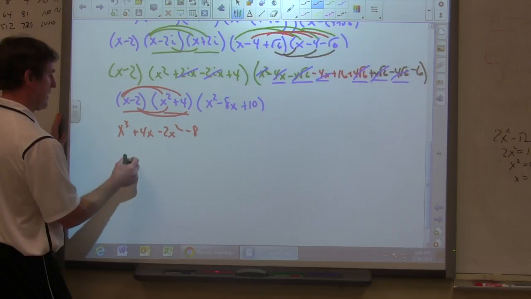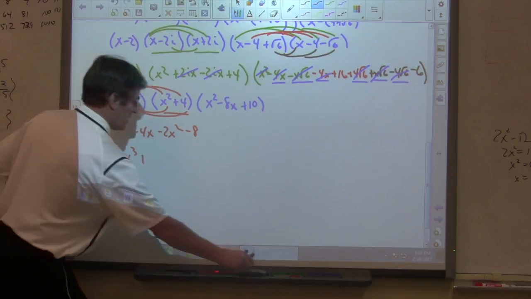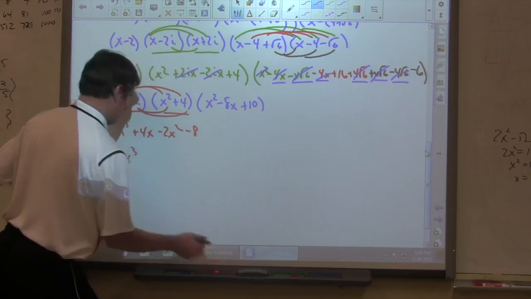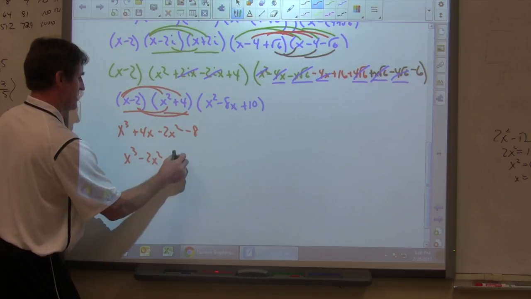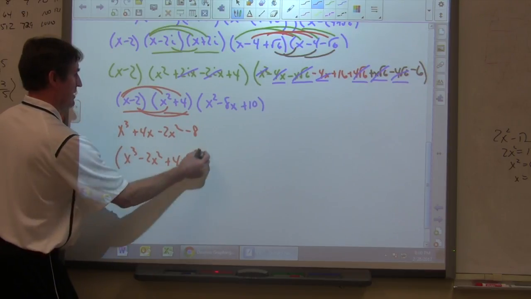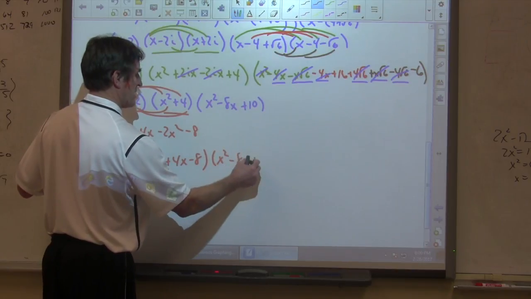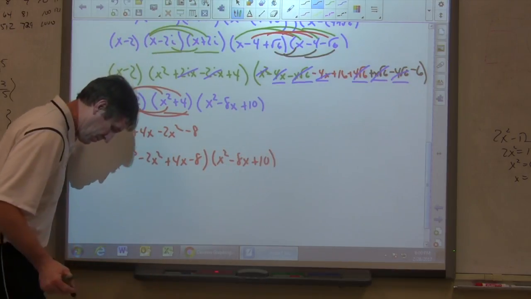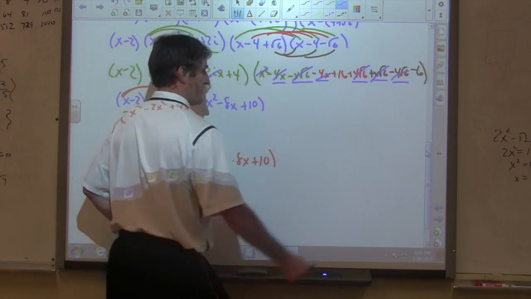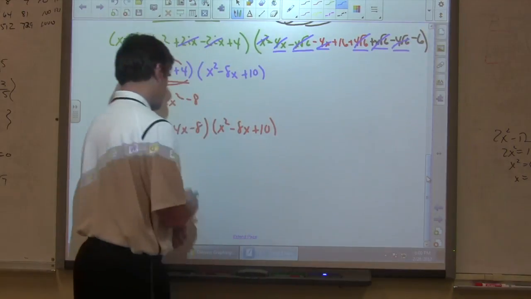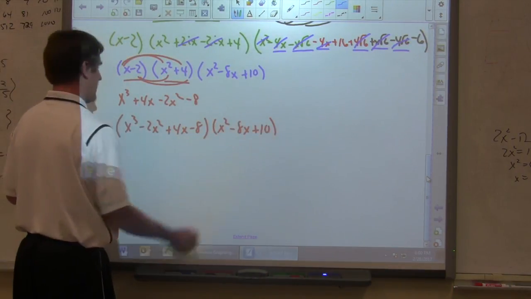Again, I'm going to write this in standard form. X cubed minus 2x squared plus 4x minus 8. And now I have to multiply it by that. X squared minus 8x plus 10. So, to finish it, one last step, or two actually. I have to multiply everything in this times everything in that.